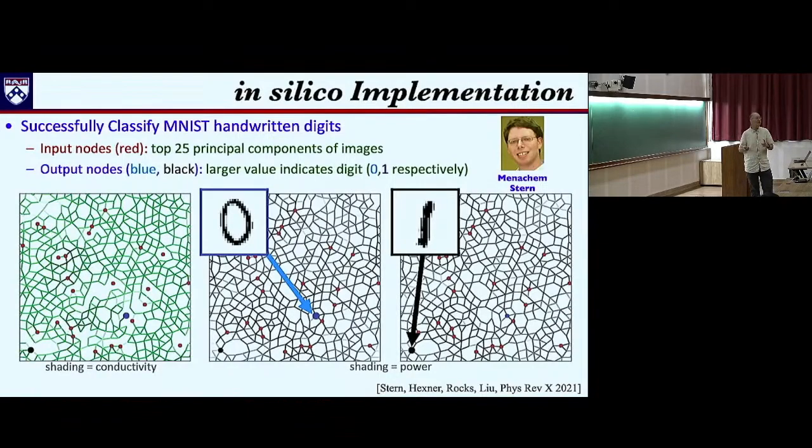Okay, so the question was, how do we input the data? Basically, how do we feed these images in here? You can see there are lots of pixels, and if we had a big enough network, we could feed each pixel value into a separate node. But the networks aren't big enough, so what they did instead is a principal component analysis, and they took the top 25. So there are 25 input nodes.